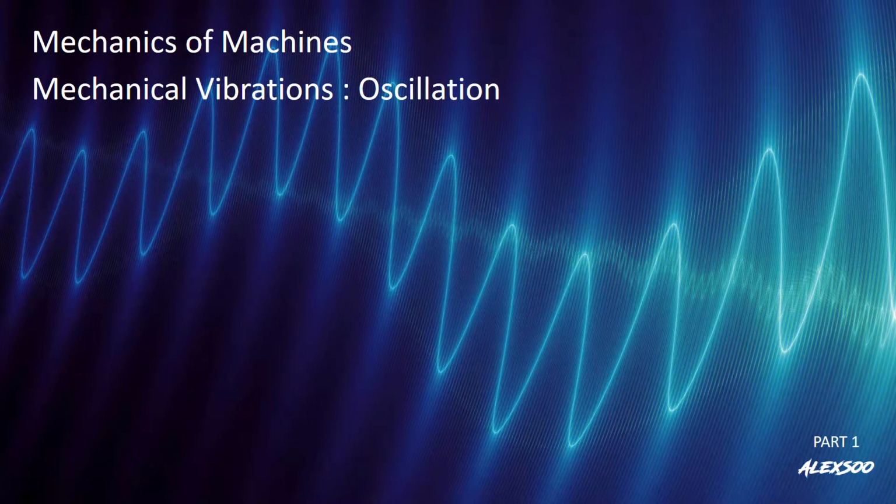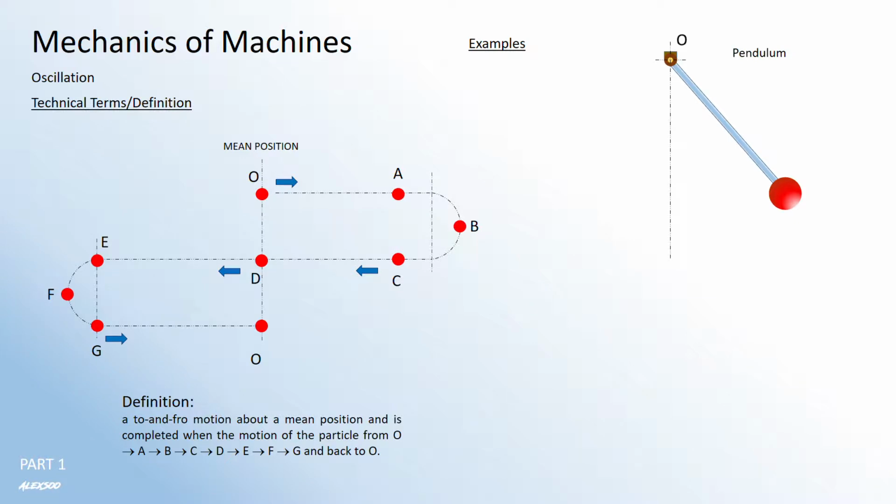Okay, now here you have oscillations. Before we start vibrations, I have explained earlier, before we start vibration, we have to look into the oscillation. So what is oscillation? Here in the next page, we have oscillation defined as a to and fro motion. A to and fro motion.